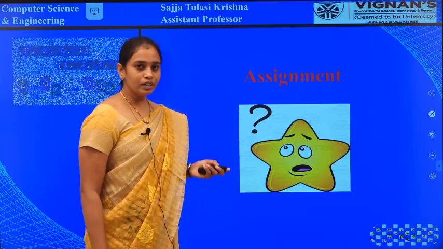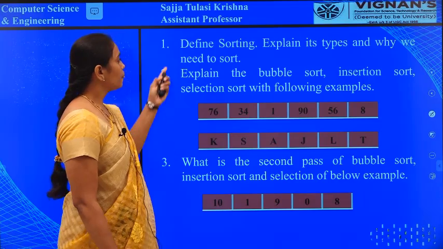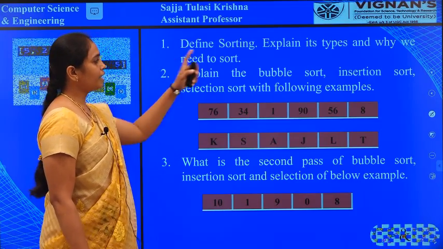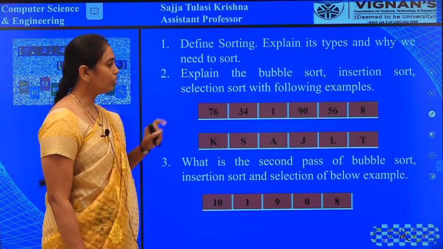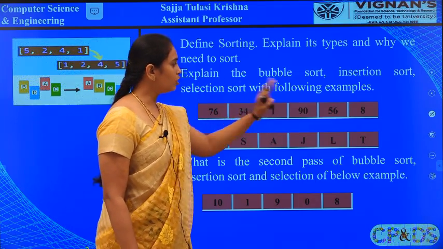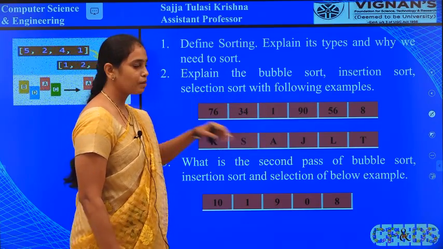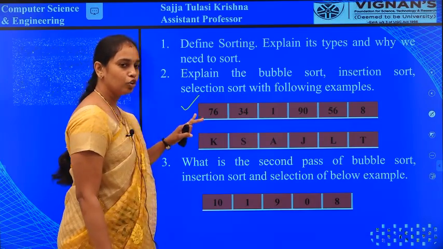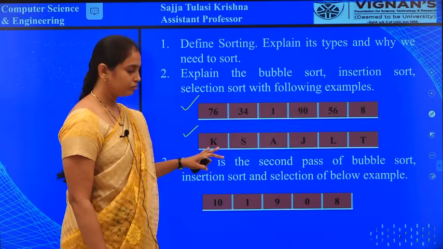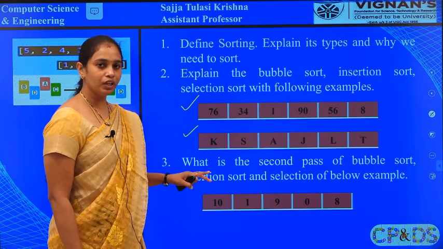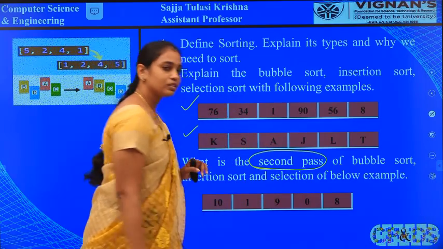Now it is time to take some assignment questions. See here: define sorting and explain its types, and why we need to sort. Explain bubble sort, insertion sort and selection sort, the 3 sorts, with the following examples: one example with numerical values and one more example with a character list. There is a possibility of questions like what is a pass.